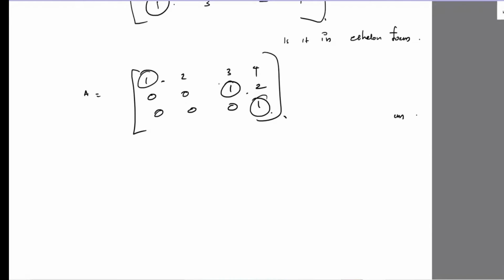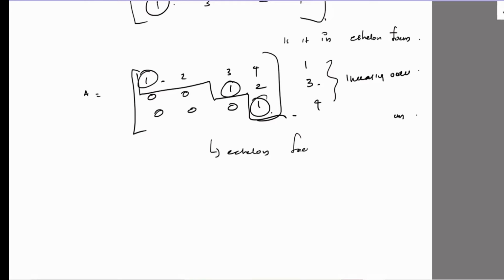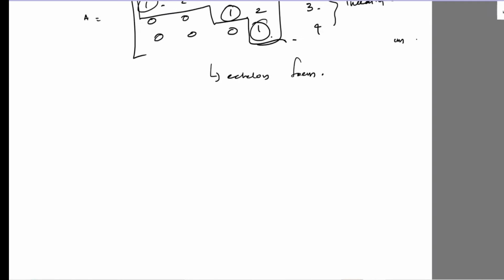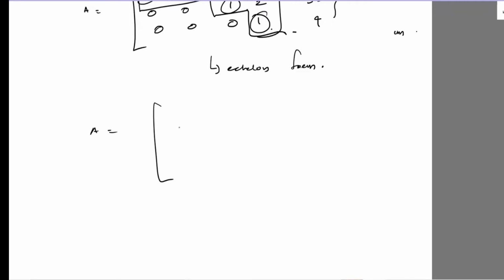Look at the position of the leading coefficients. The position of the first is 1, the position of the second leading coefficient is 3, and the position of the third leading coefficient is 4. That is 1, 3, 4, which means it is in increasing order. So this matrix is in echelon form. Okay, what about this one?